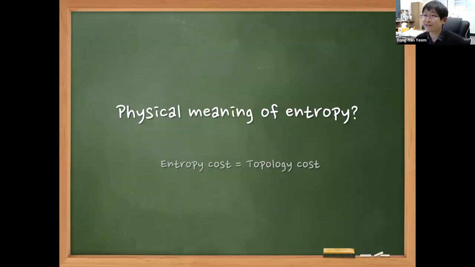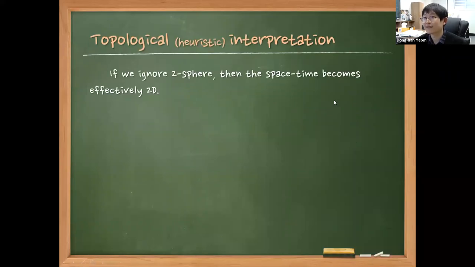Okay, so let's go to the physical meaning of entropy. My assertion is that indeed entropy cost equals topology cost. In what sense? This is the heuristic interpretation I first caught from Hawking's semi-popular, semi-expert articles. If we ignore the two-sphere, then the space-time becomes effectively two-dimensional. This is the heuristic explanation.